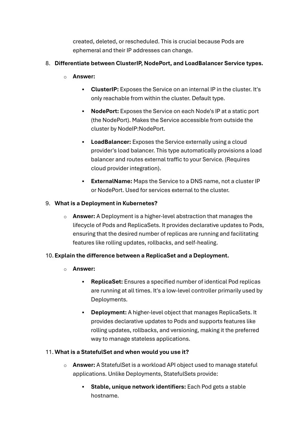10. Explain the difference between a replica set and a deployment. Answer. A replica set ensures a specified number of identical pod replicas are running at all times. It's a low-level controller primarily used by deployments. A deployment is a higher-level object that manages replica sets. It provides declarative updates to pods and supports features like rolling updates, rollbacks, and versioning, making it the preferred way to manage stateless applications.